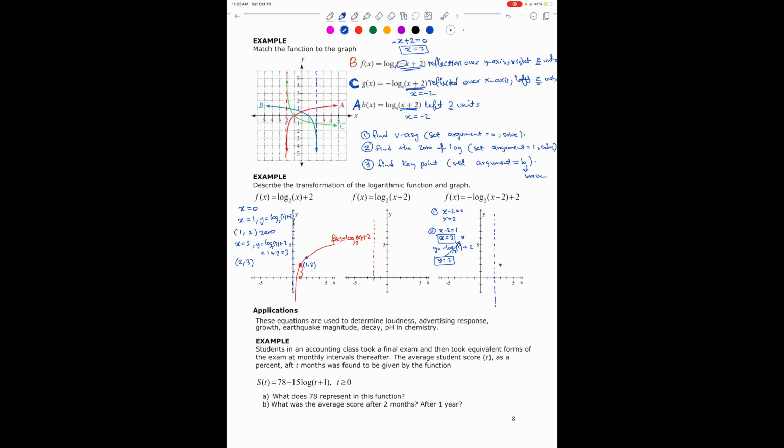And then we're going to find a key point by setting the argument equal to the base. So x minus 2 equals 2. That will lead to x is equal to 4. When x is equal to 4, we have y equals negative log base 2 of 4 minus 2, which is 2, plus 2. That will lead to negative 1 plus 2, which is equal to 1. So y equals 1 in this case. So 4 and 1. When x is 4, y is 1.